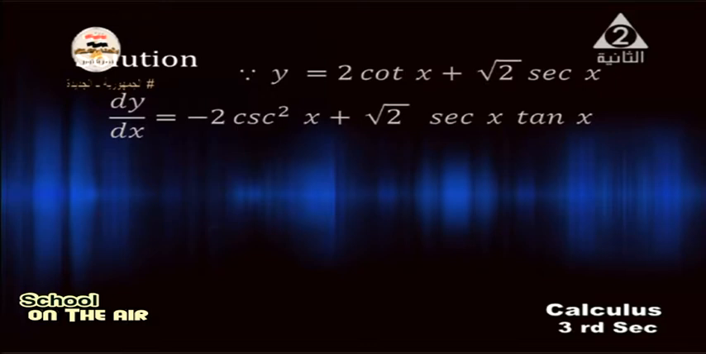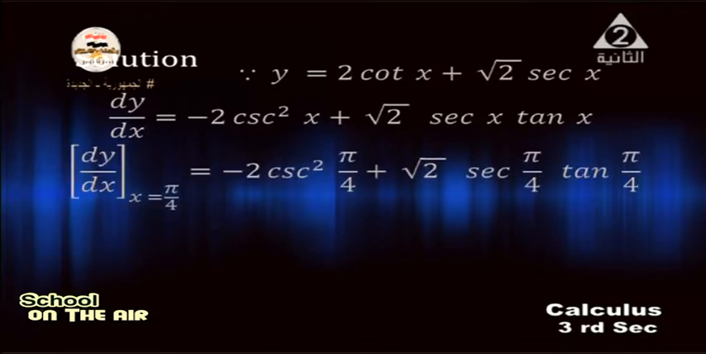The first derivative is the slope of the tangent to the curve of the function at x equals pi over 4. Then we can substitute x equals pi over 4. Then dy/dx at x equals pi over 4 equals negative 2 cosec squared pi over 4 plus square root of 2 multiply sec pi over 4 multiply tan pi over 4. We can use the calculator.